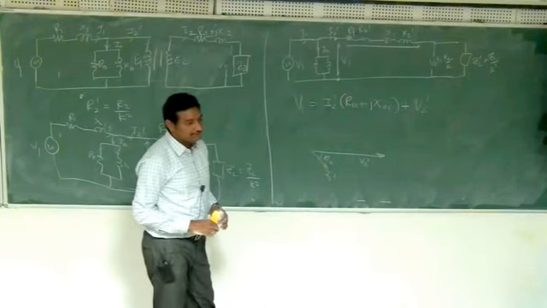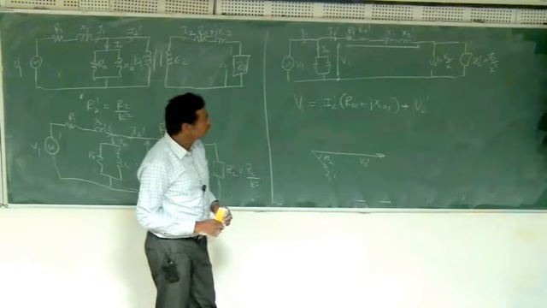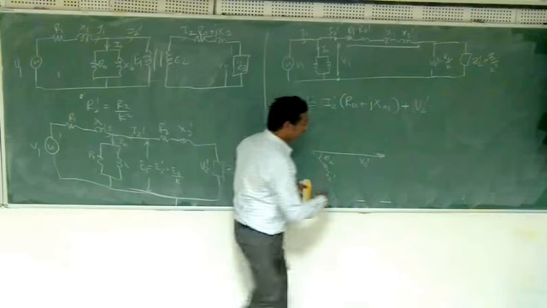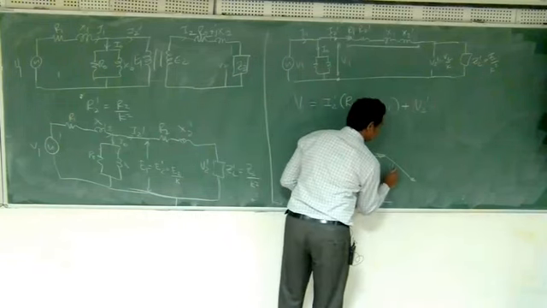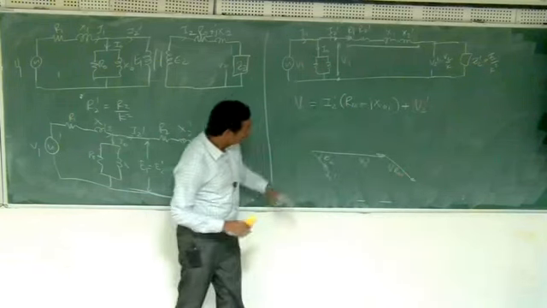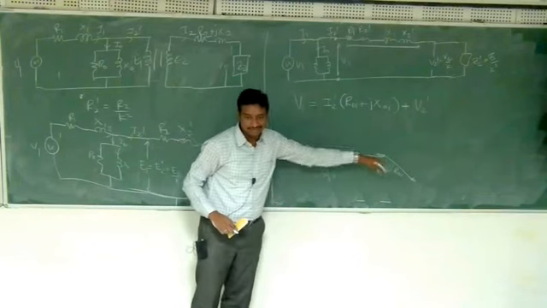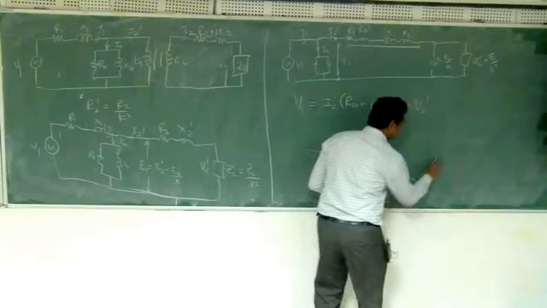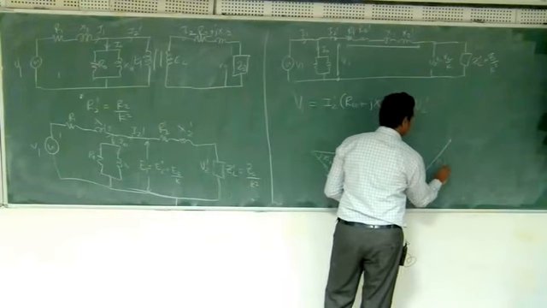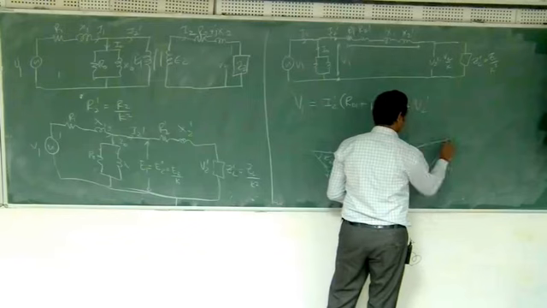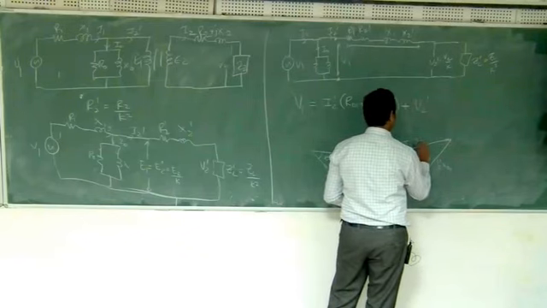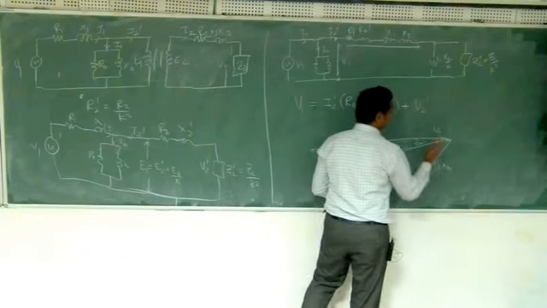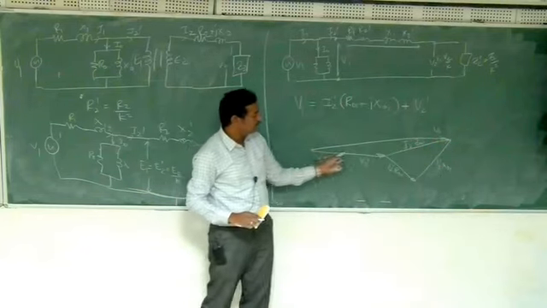Okay. So what do you do next? I2 dash multiplied by R01. It will be something like this. I2 dash R01 parallel to this, the same angle. And then I2 dash multiplied by X01 will be 90 degrees leading that. I2 dash X01. Okay. This will be I2 dash Z01. And then this total will be your V1. So V1 is nothing but this plus this.